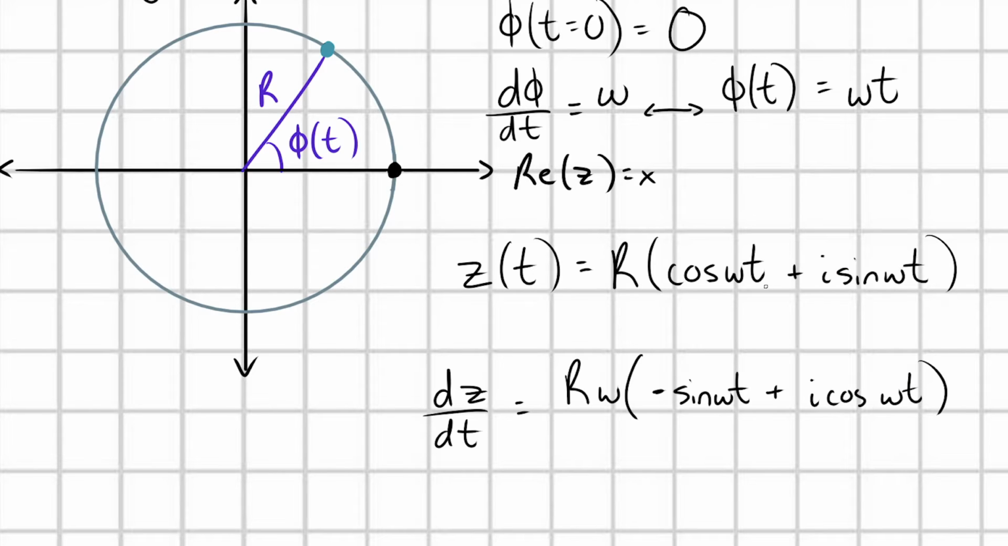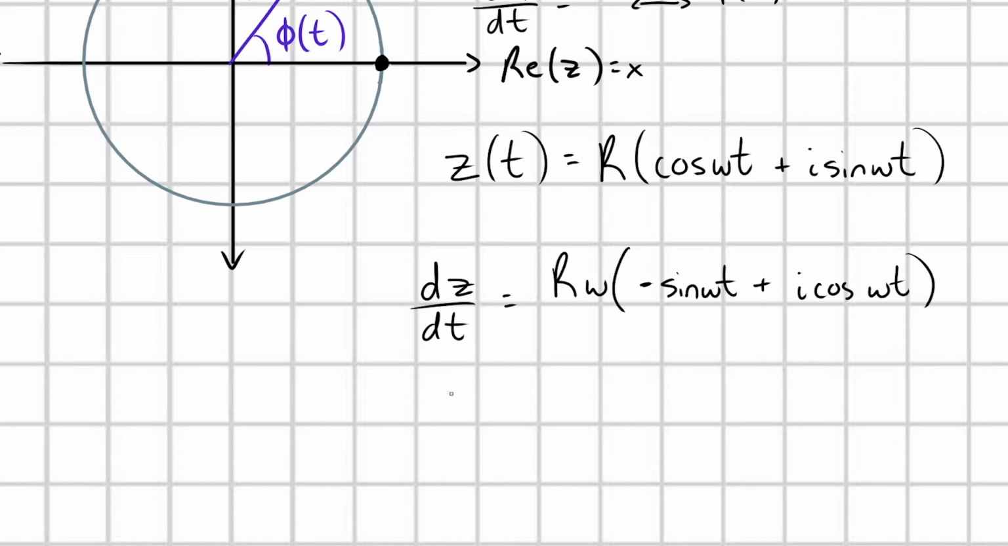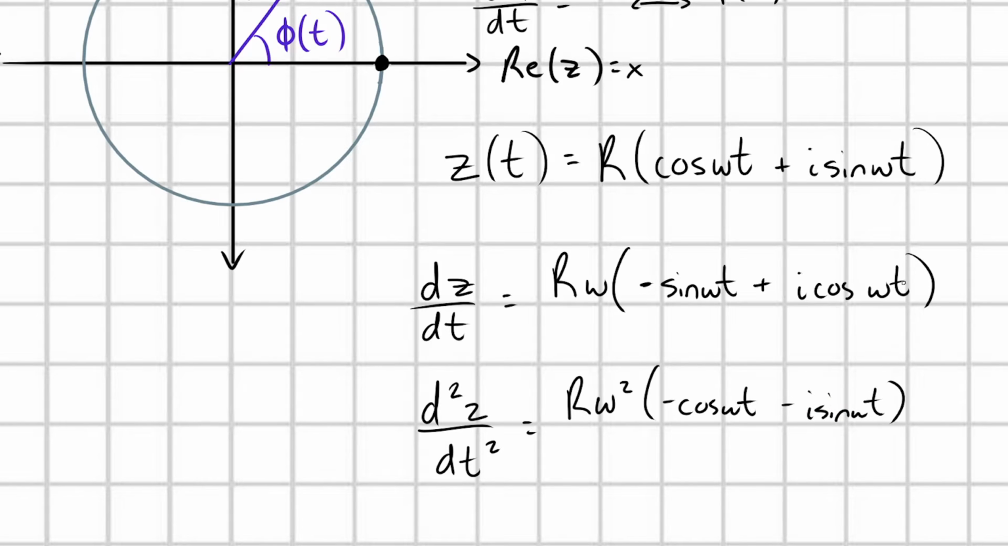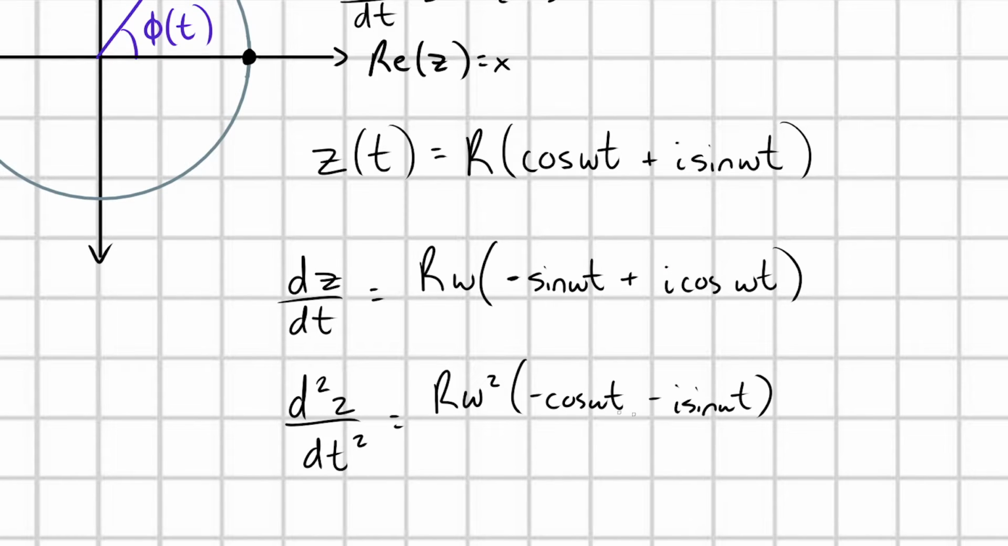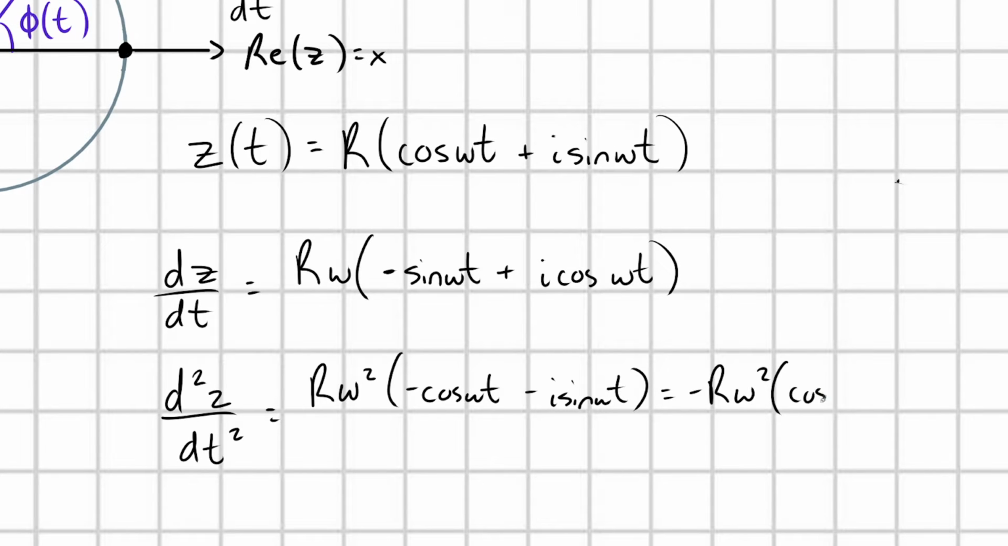While we're at it, let's go ahead and get an equation for the acceleration of my particle. This is just going to be r omega squared times minus cosine omega t minus i sine omega t. And if we go ahead and pull out this minus sign, we have minus r omega squared times cosine omega t plus i sine omega t.